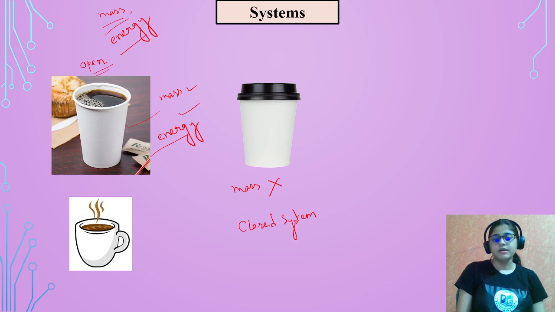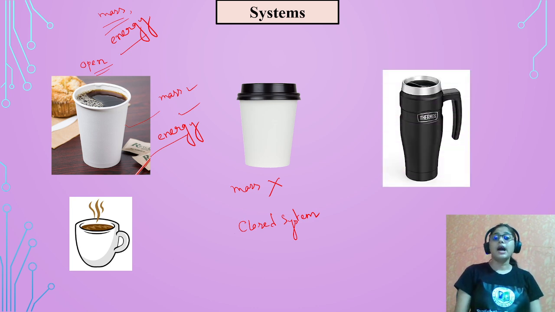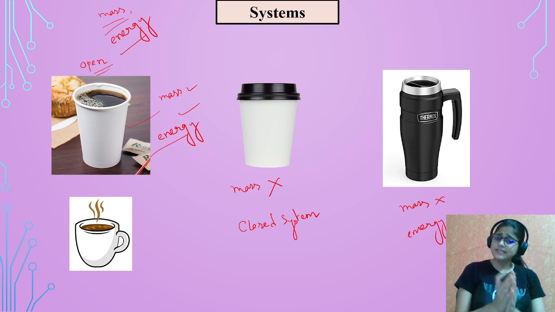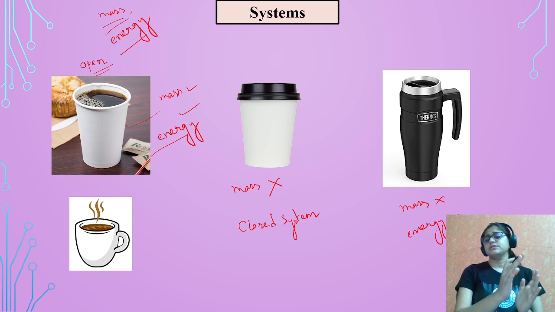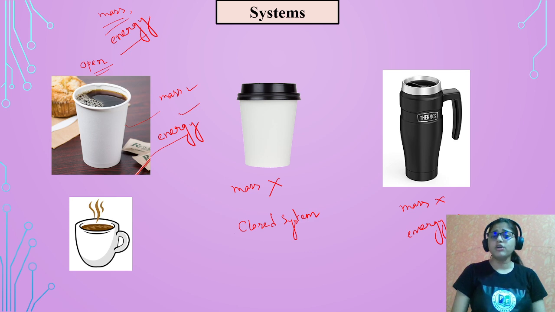Okay. Now there is another kind of system, the isolated system. Here in the open system mass and energy both were exchanging, and in the closed system only energy. So what will be here? Mass will also be constant and energy will also be constant. It's not exchanging with surroundings, which means the system has the same mass which it had actually. So mass and energy are constant for this system.